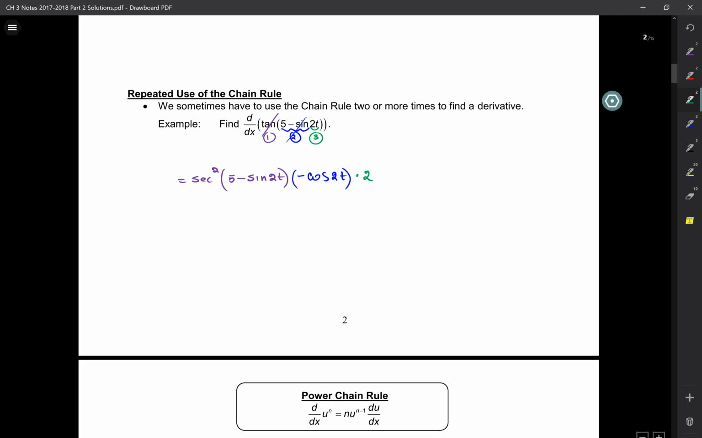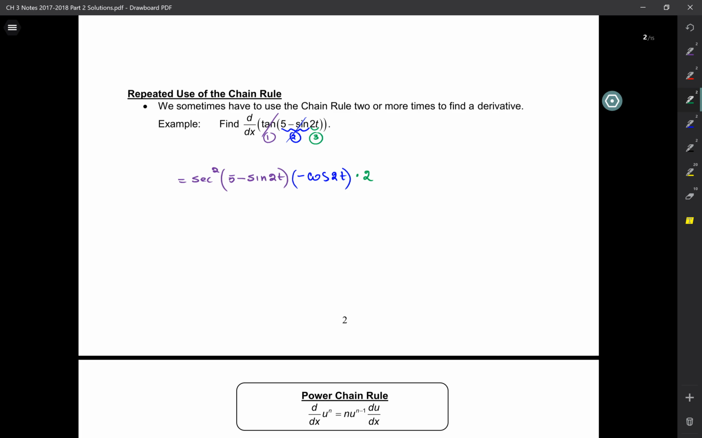Okay, so let's think about that again. The first function was tangent, and we took a derivative of that in the purple. Tangent of that whole mess, the derivative is secant squared of that whole mess. Now, the next function was 5 minus sine of blah. I took a derivative of that. It's 0 minus cosine of blah. Then, it's the derivative of the very inner, the blah, which is 2.